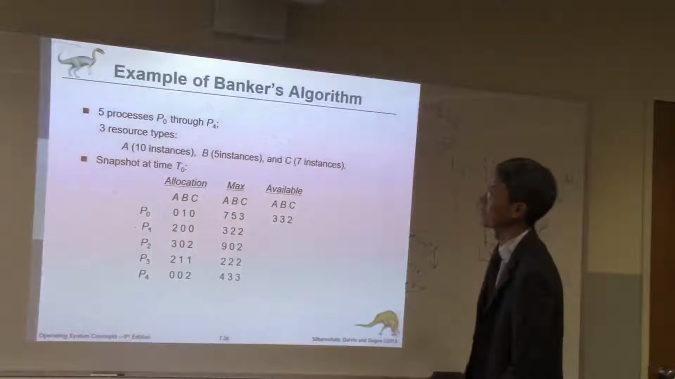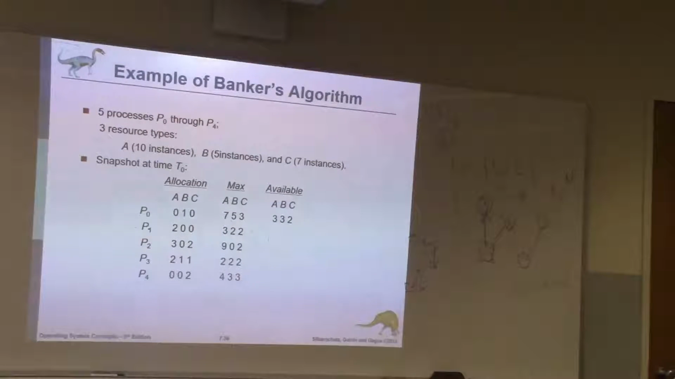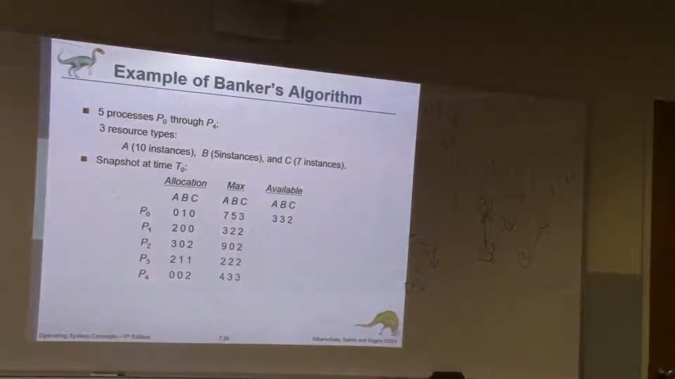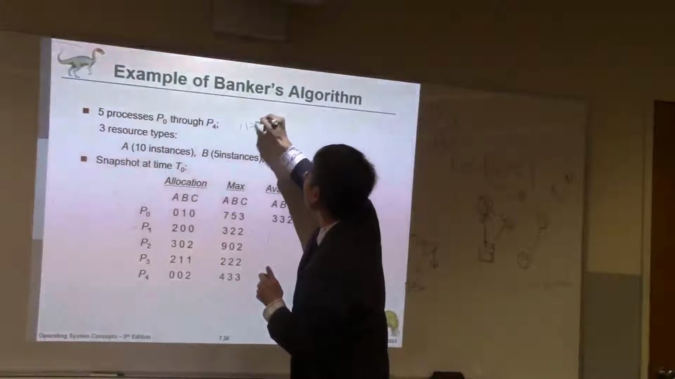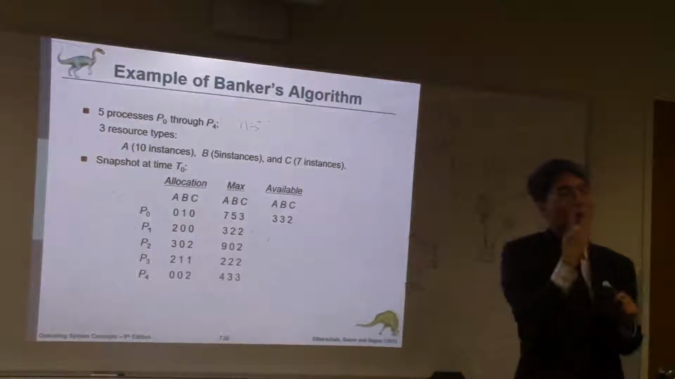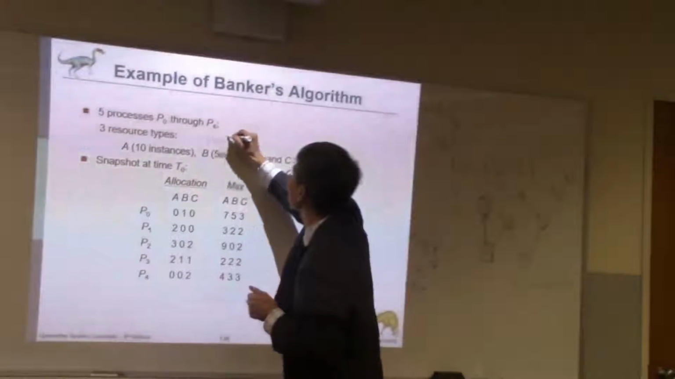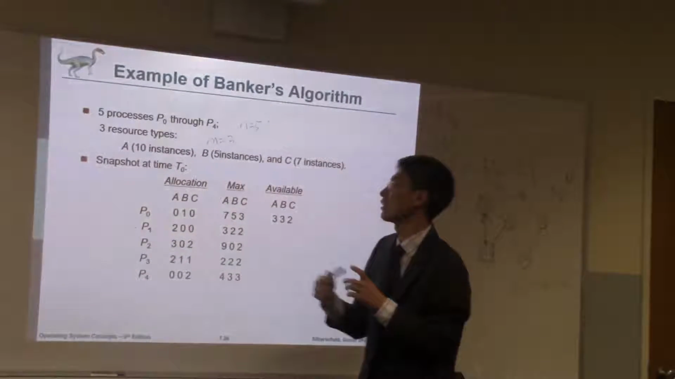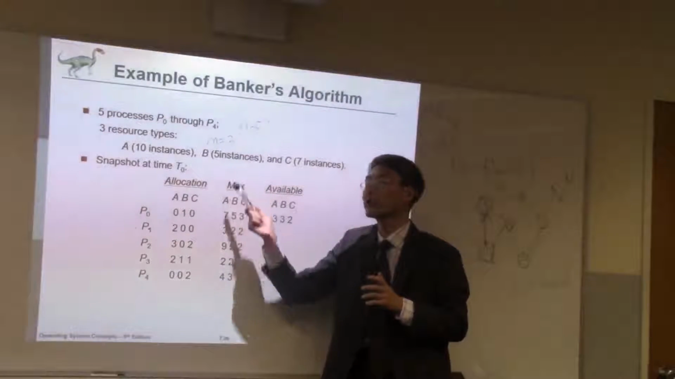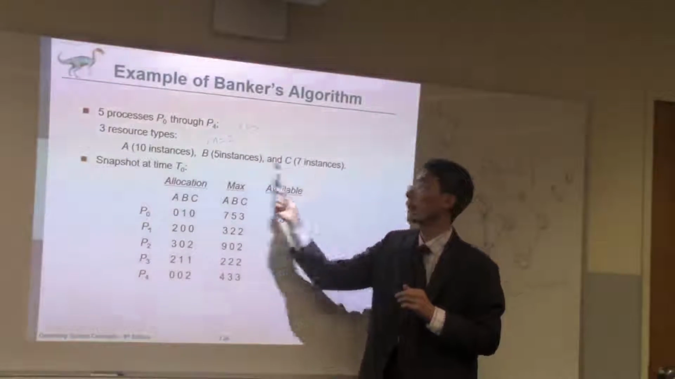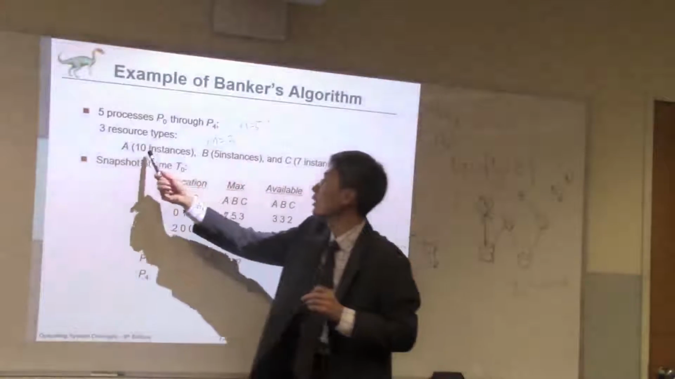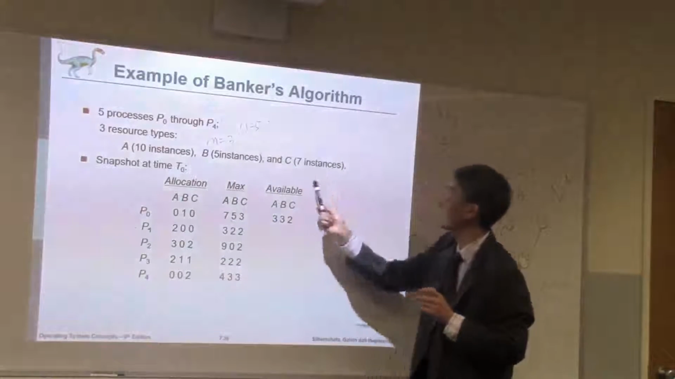In this example, we consider five processes, process 0 to process 4. N is equal to 5. And we have three different resource types, so M is equal to 3. Let's say A is the hard disk drive, B is the magnetic tape, and C is the network channel. We have three different types, and of each we have 10 of A, 5 of B, and 7 of C.